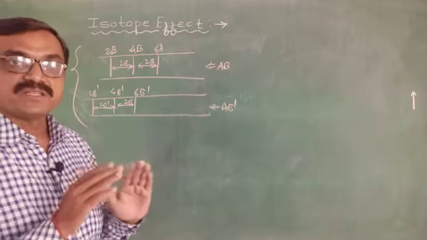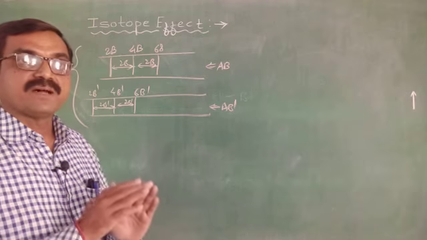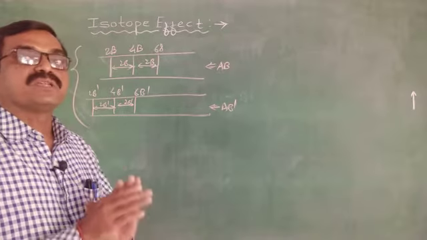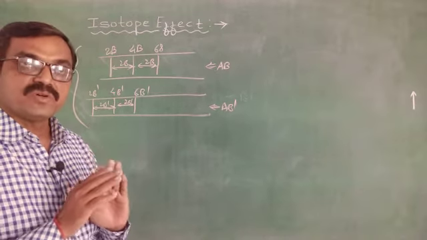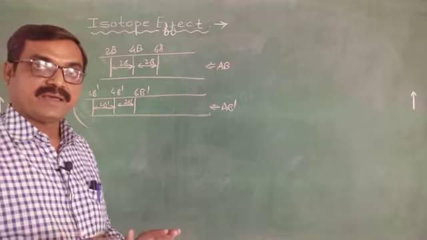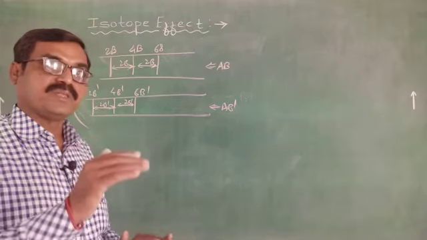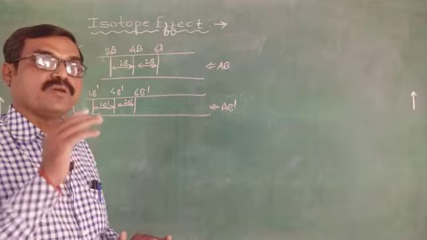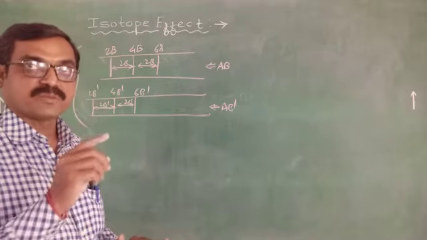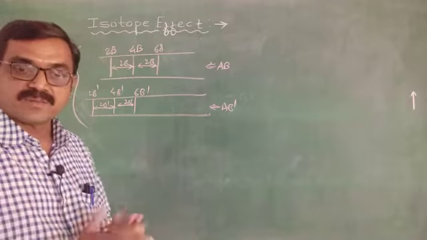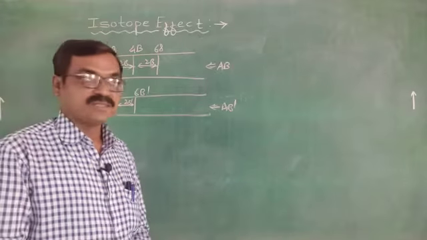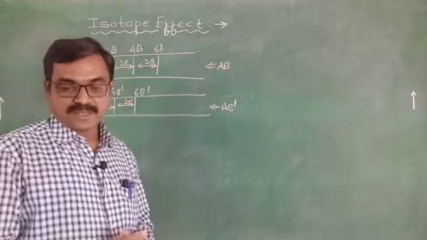Moment of inertia is different, then reduced mass is different. That's why rotational constant B is also different. Higher is the moment of inertia, lower is the value of B, because B equals h upon 8 pi square I. This is the general formula. In this way, this is the isotopic effect.